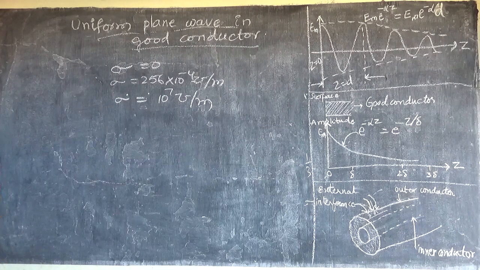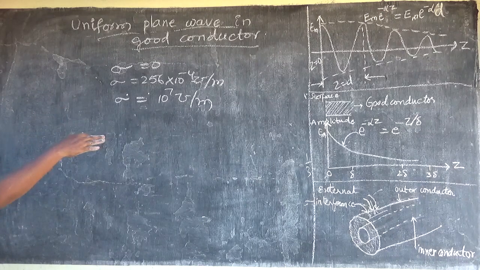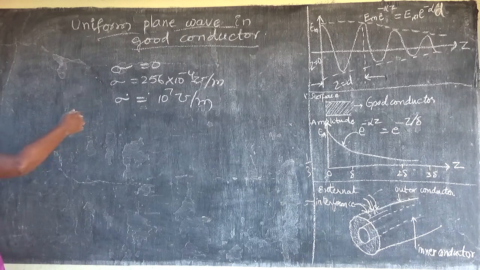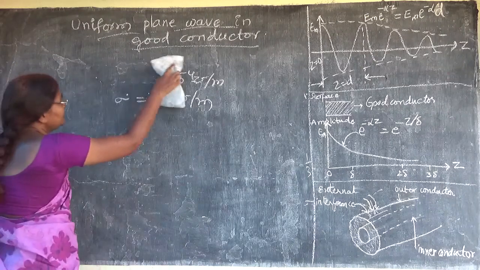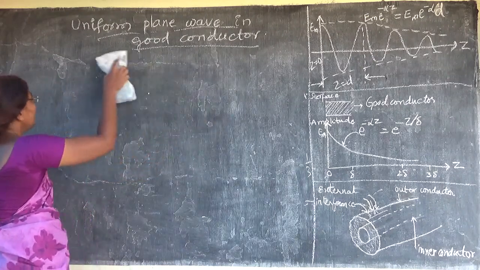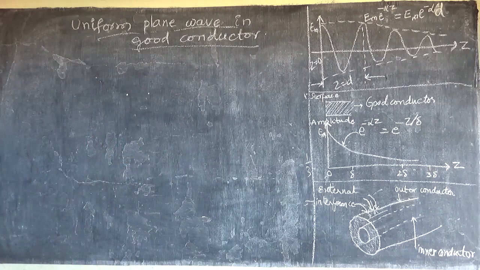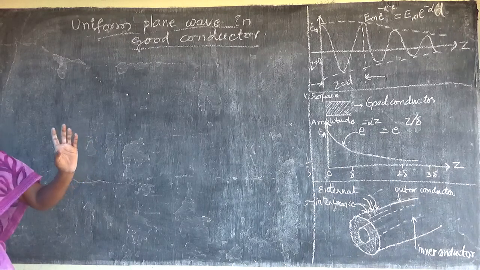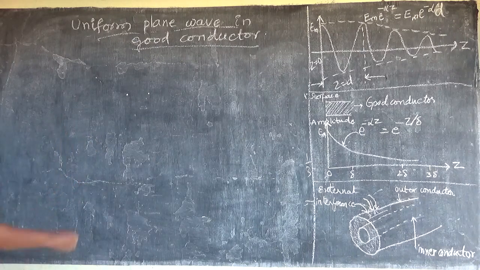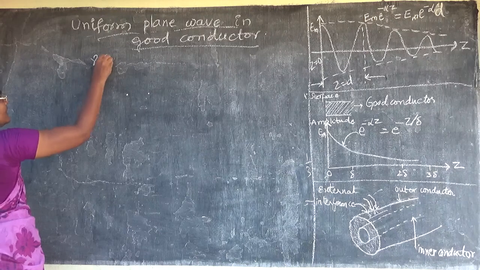Now by using this, sigma cannot be avoidable and sigma will be very high. So what is the behavior of the wave in a good conductor, that we are going to see now. To analyze the behavior, we will find the propagation constant and we will find the intrinsic impedance, that is gamma and eta.